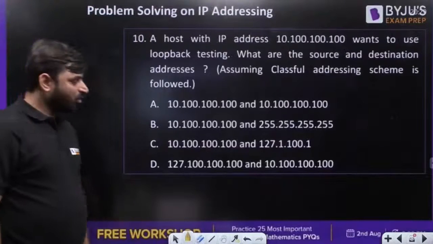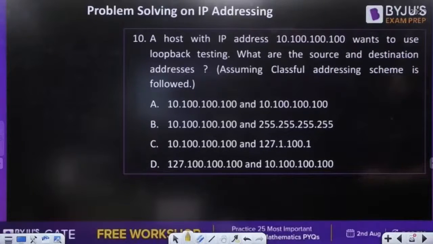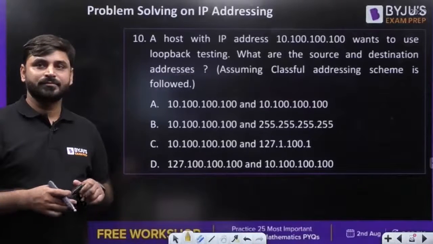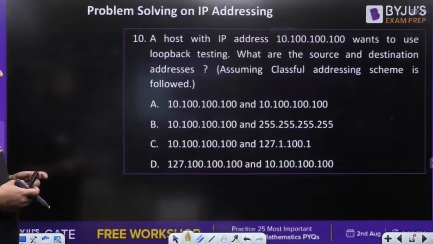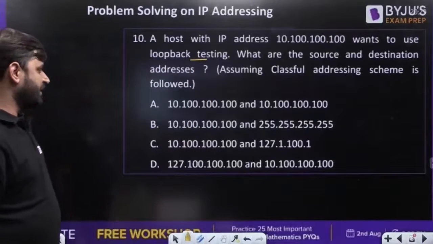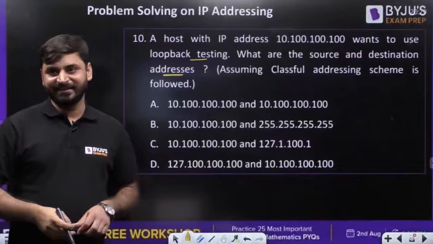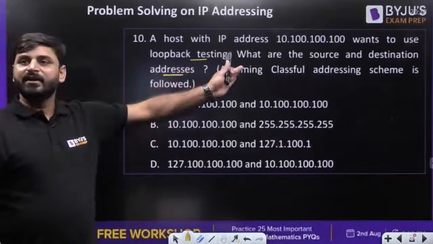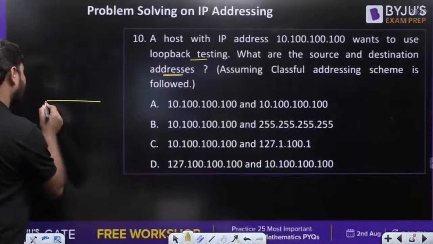Now question number 10. You can see this question on the screen. A host with IP address 10.100.100.100 wants to use loopback testing. What are the source and destination addresses, assuming classful addressing is followed? If this host wants loopback testing, I discussed yesterday in class. So what will be the source IP? The source IP address is nothing but the host's own IP address. Yesterday I discussed, this is A.